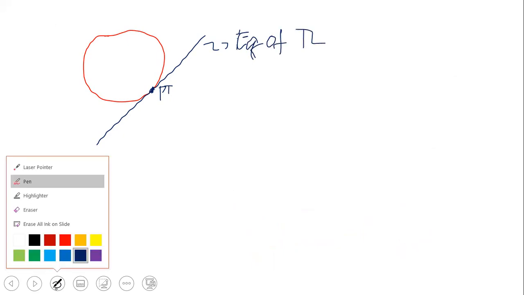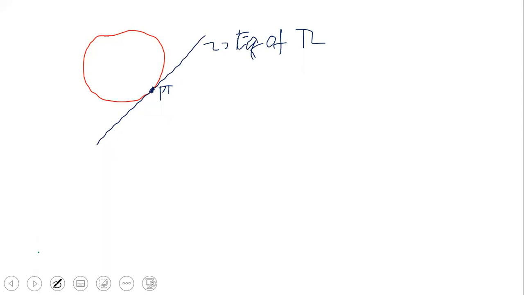And how about the equation of the normal line? When we speak of the normal line, this is a line that will pass through the point of tangency. So meaning we have the equation of the normal line.